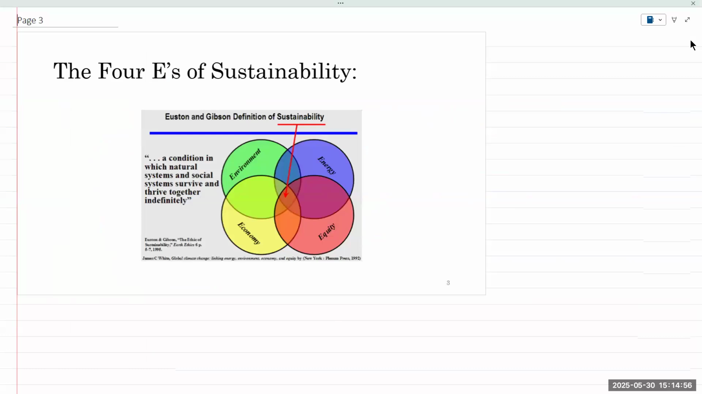All right, sustainability. Sustainability is a topic that all engineers in today's world should at least be familiar with. And so there are 4 E's of sustainability that are defined by Houston and Gibson: environmental, energy, equity, and economy. The references are right here, first published in the mid-90s. I would strongly recommend that students do check it out.